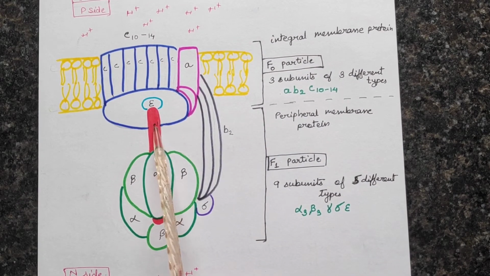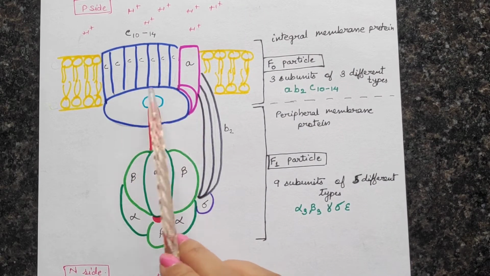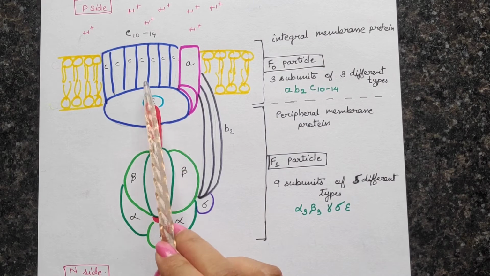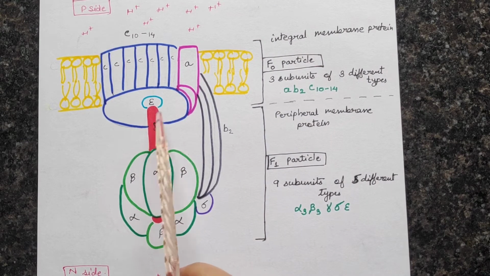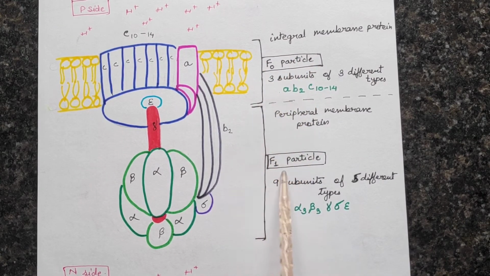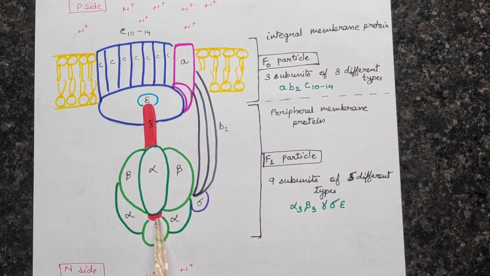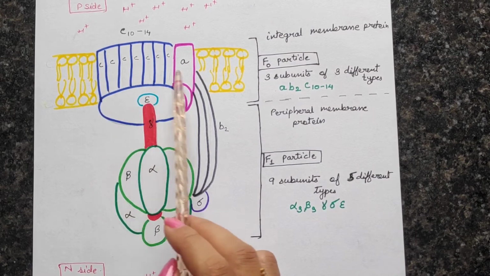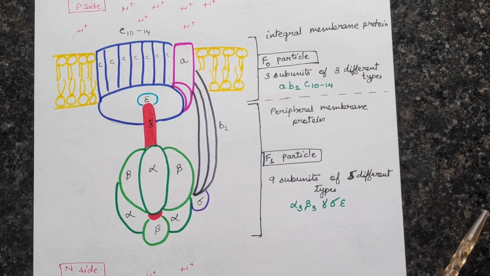Now this gamma is attached to the C ring. I just told you that the C ring rotates. So when the C ring rotates, since the gamma is attached to the C ring, this gamma also rotates. Therefore the F0 particle, this portion, rotates, but the F1 particle having this alpha and beta subunit will not rotate. This is the stationary part, and this part is the rotary part in the structure of the ATP synthase.